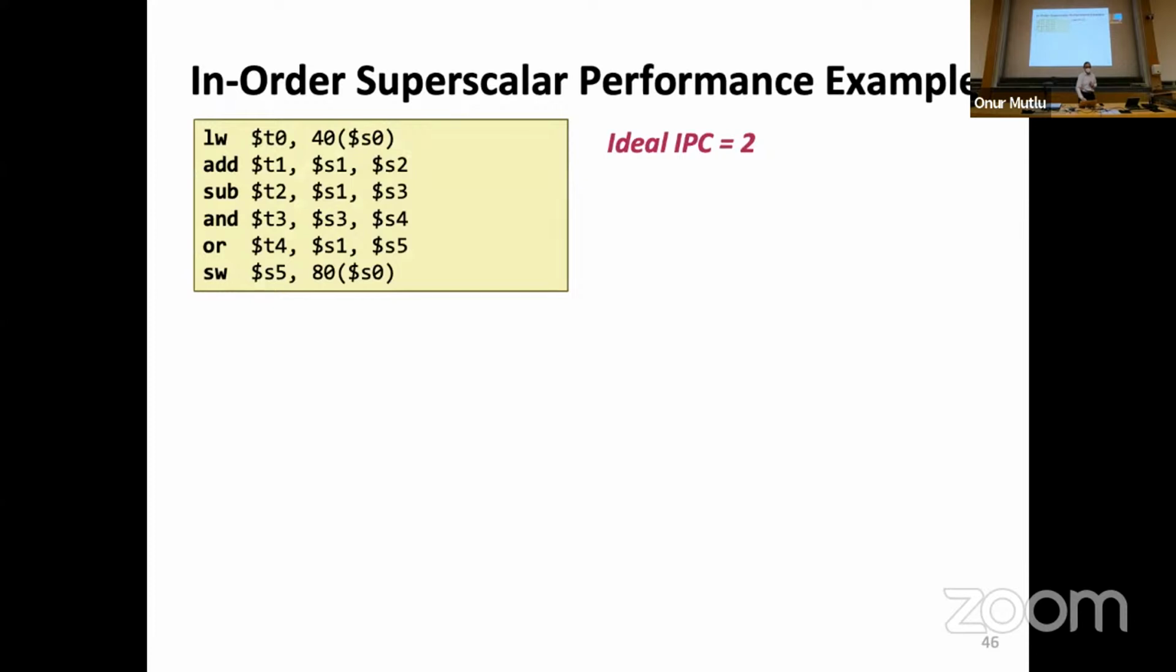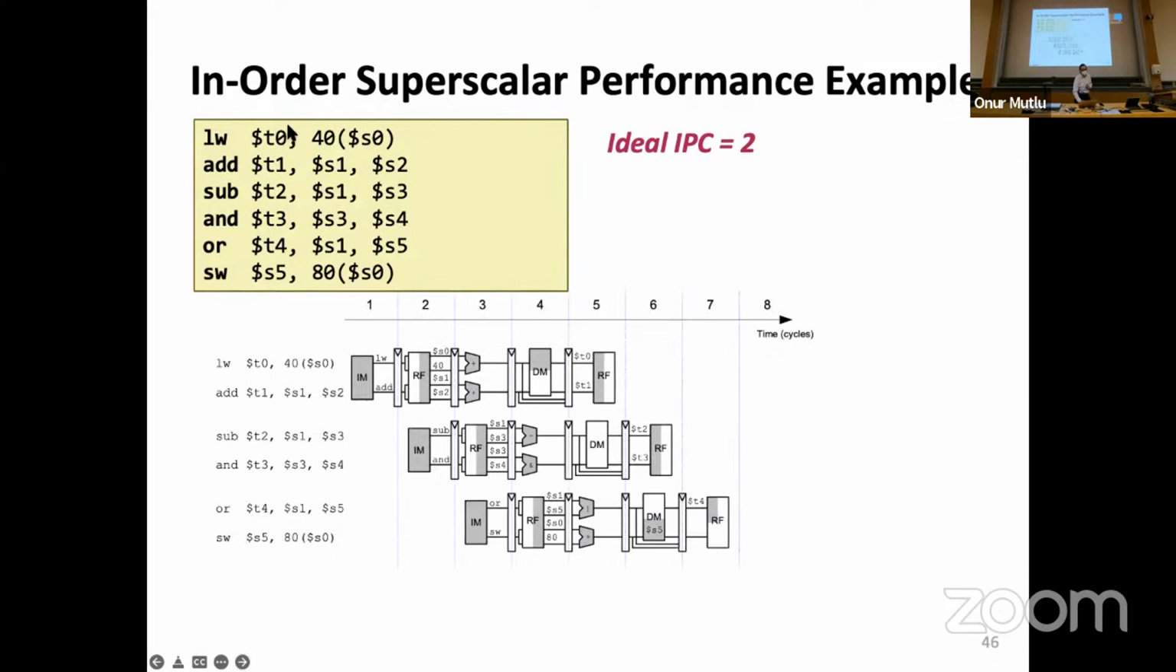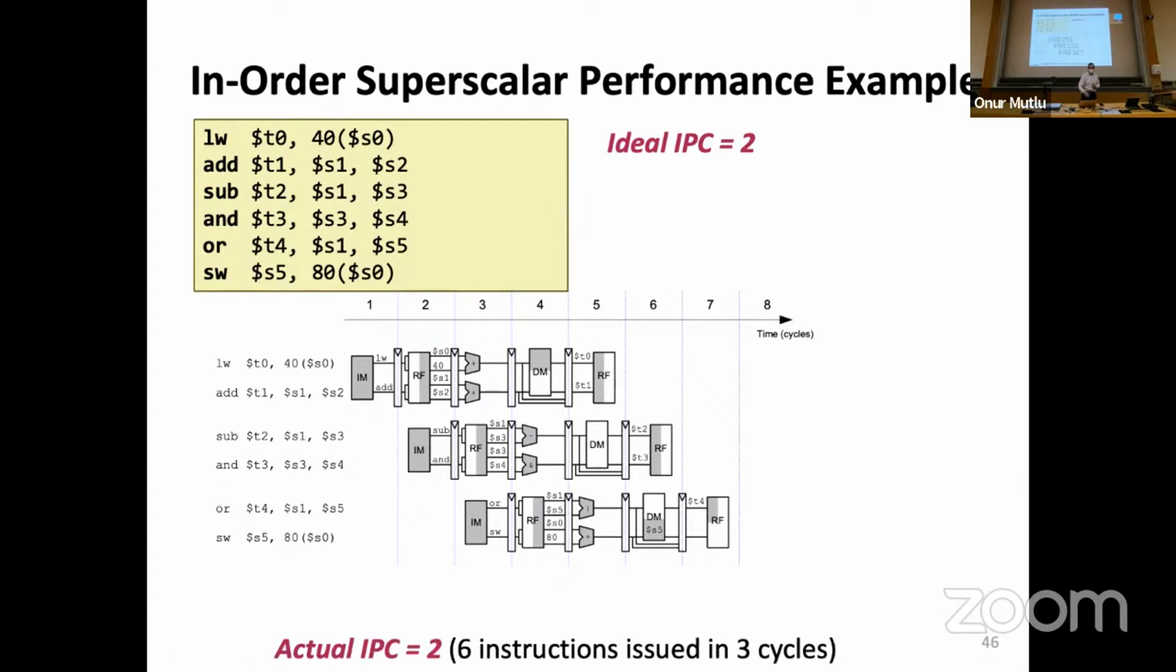So let's take a look at an in-order superscalar performance example on this pipeline. Ideal IPC is 2, and here you actually exploit the ideal IPC because all of the 2-instruction bundles are independent of each other. Each of the instructions that you fetch in the same cycle are independent of each other. So hopefully, here you should really get 2 IPC, instructions per cycle. This is from your book. You can also read your book if you're interested in this.